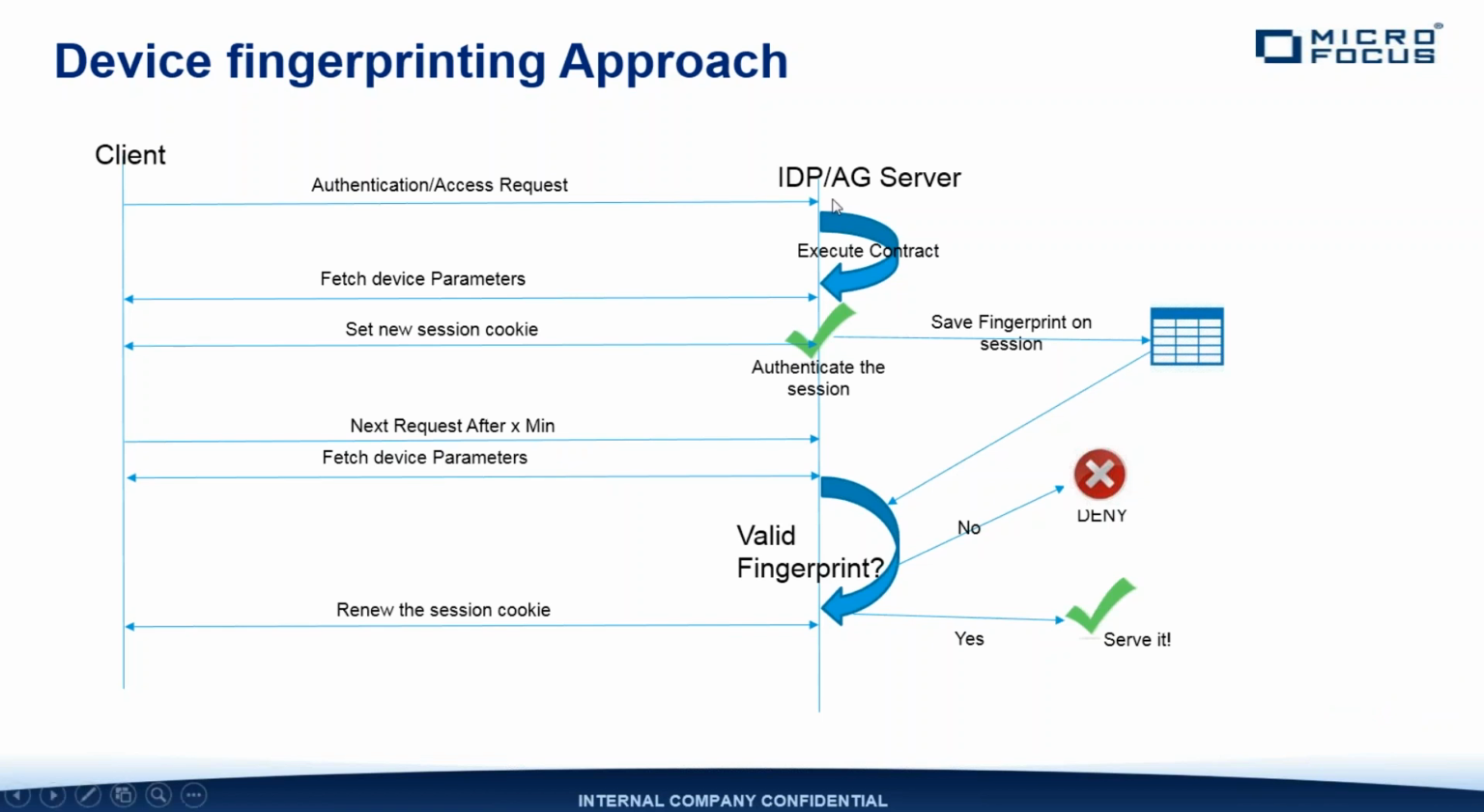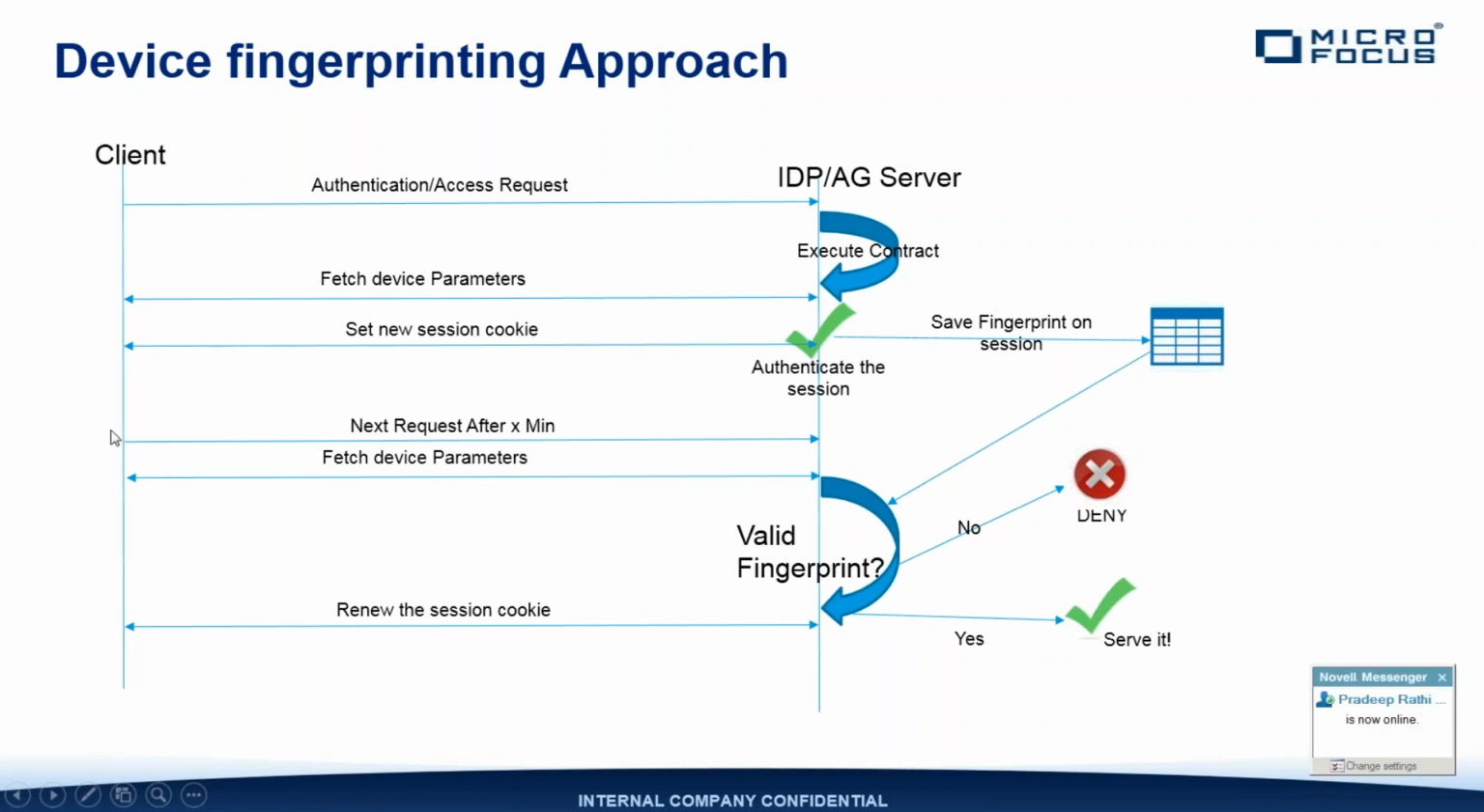Once his authentication is completed, before marking the session as authenticated, we fetch the device parameters. That gets all the browser, hardware, and operating system related information. On the server, we also pick the server-side fingerprinting parameters. Once all these parameters are fetched, we save them in the session. Then we mark that session as authenticated, and we set a new session cookie back onto the client.